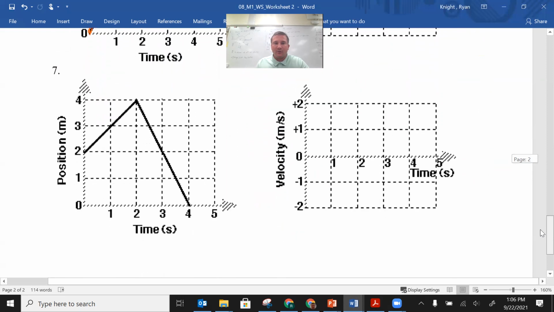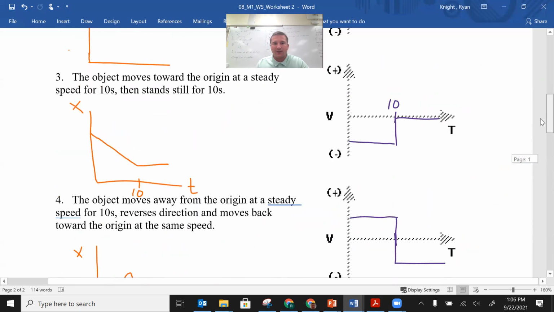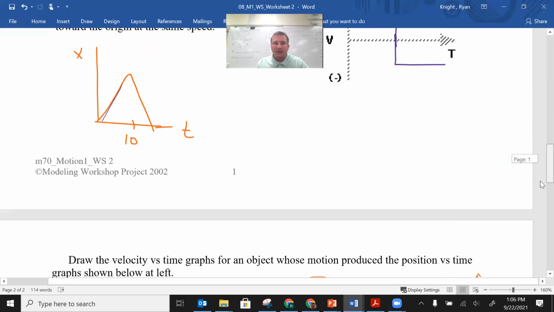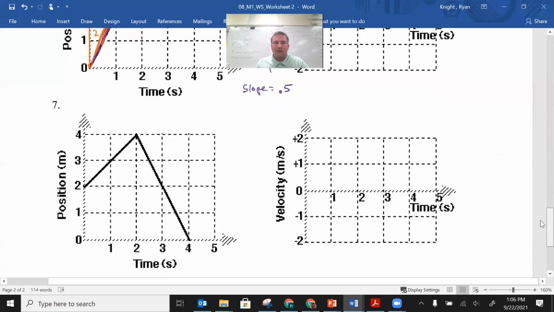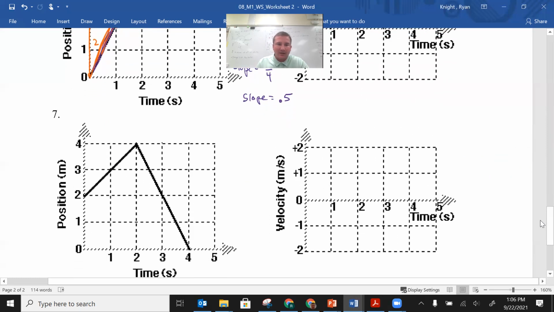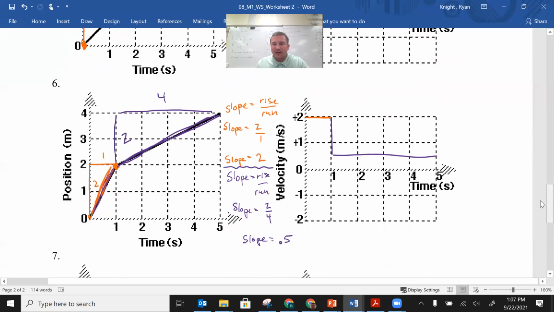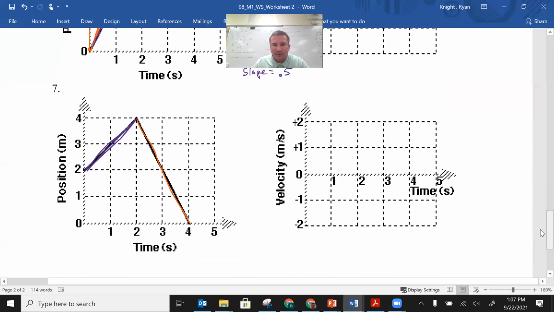All right, and then the third one, we get the same kind of situation as our last one here, right? Object moves away from the origin and then reverses direction and moves back. Right, so away from the origin and then moves back. I'll do the first part in purple here. Again, we're going to have two different parts because we have that first line and then we have the second line. But we're going to do the same thing, right? We know that a diagonal upward line leads to a flat line above the axis on a velocity graph. So I'm going to do the same thing.